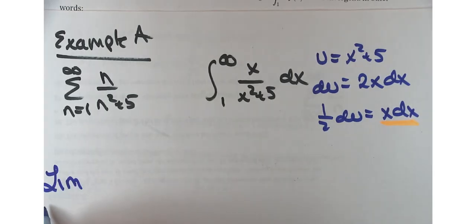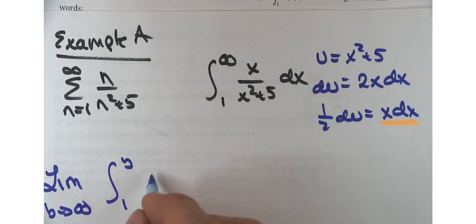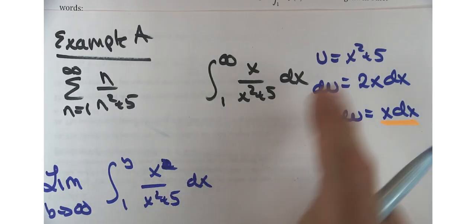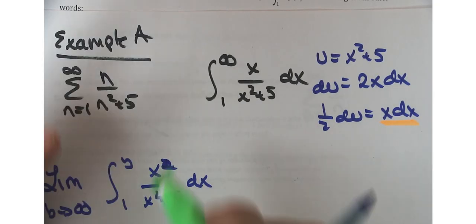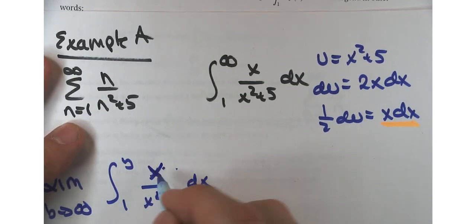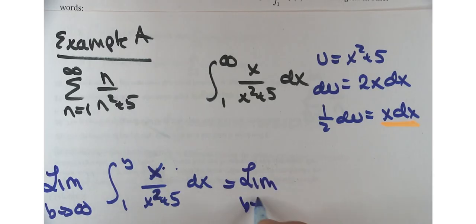So I'll rewrite this as the limit. Let's see, I should probably have done this first. Limit as b approaches infinity of the integral from 1 to b of x over x squared plus 5 dx. I'll do my change of limits and such like that over here, which is going to equal the limit as b approaches infinity.